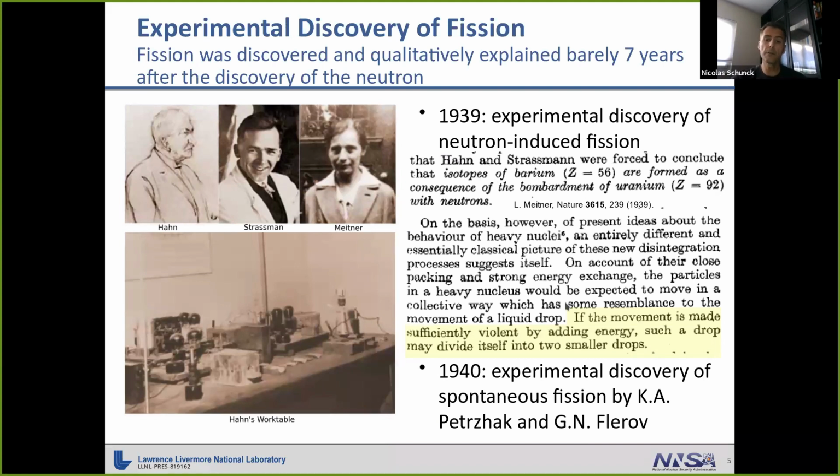And she explained it with the theoretical model of the time, which was the leaky drop model. If you bring in energy to a leaky drop, it starts agitating. And if it agitates enough, it becomes unstable and can divide into two smaller drops. So this was neutron-induced fission because the mechanism that triggered fission was the bombardment of those nuclei with neutrons. But in 1940, Russian physicists discovered that if you let some heavy nuclei just by themselves, they would also undergo fission spontaneously without any external mechanism. And so this was the discovery of spontaneous fission.